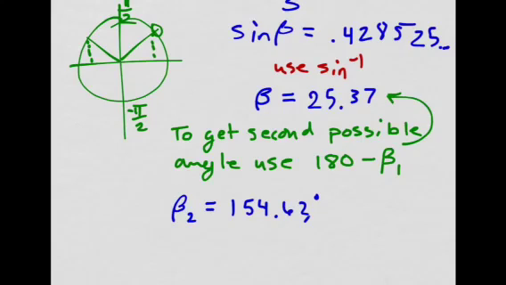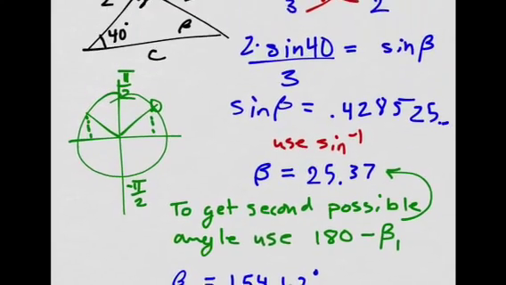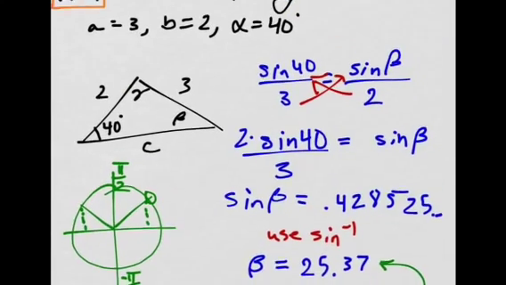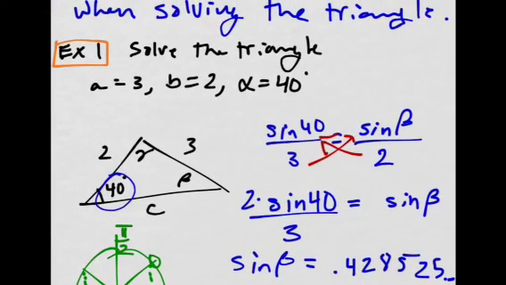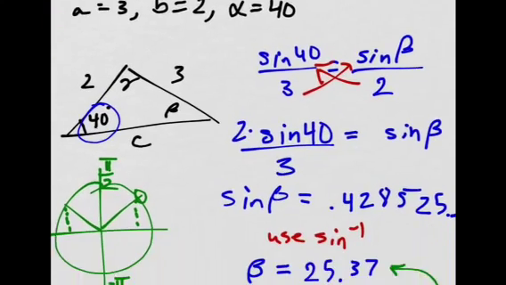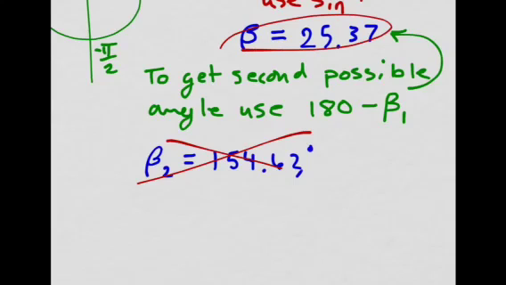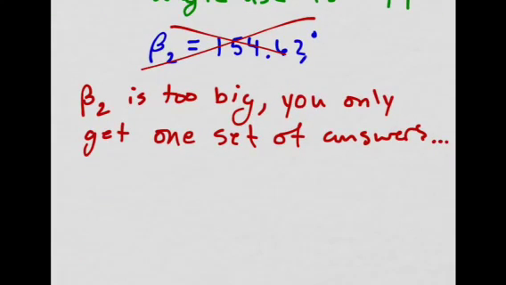But notice this. This is the tricky part. Here we could go and get two sets of answers. But the trickiest part of this is if I add beta 2 to alpha, I get something that's bigger than 180. I get 194 degrees, and that's bigger than any triangle has. So actually, beta 2 is too big in this particular problem. So we only have one set of answers, and you can continue from there. I'm not going to do it.